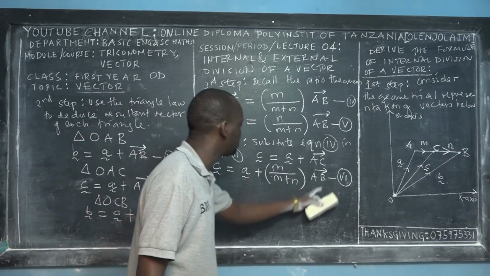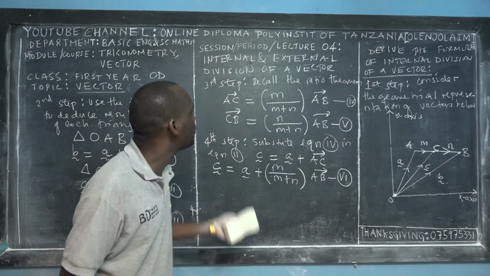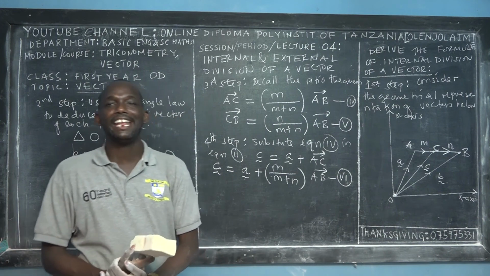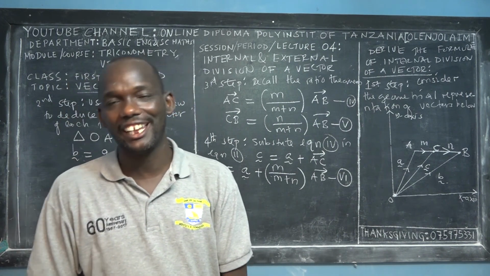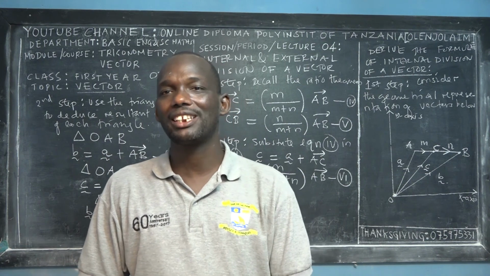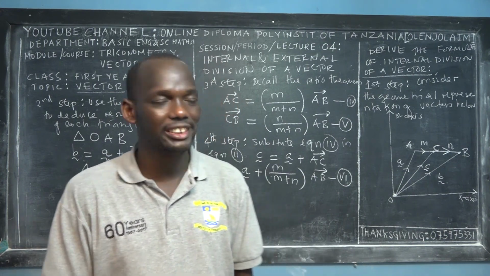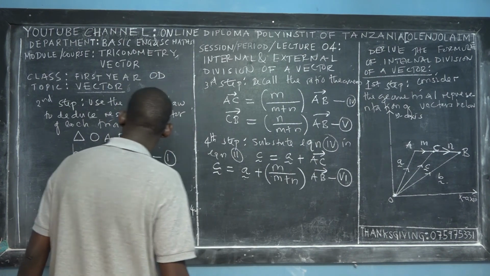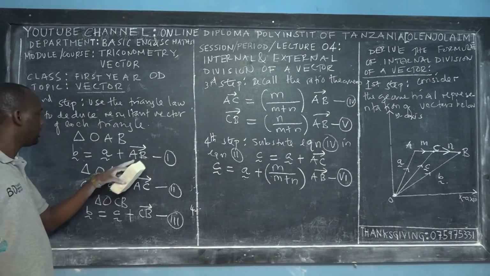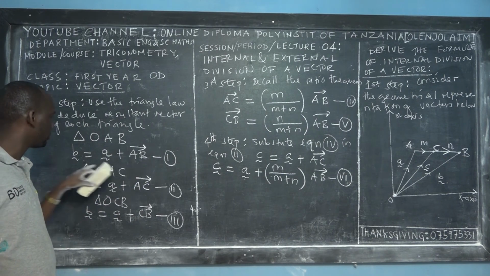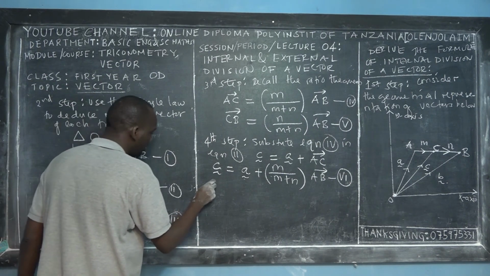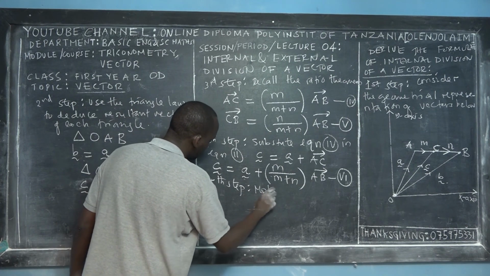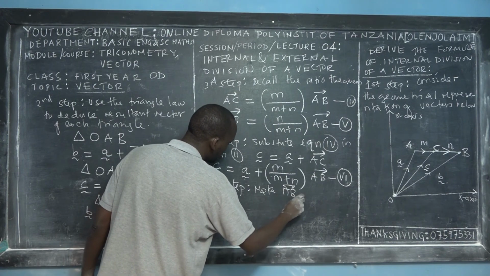We want to eliminate this one because we know the general formula of internal division of a vector does not contain any displacement vector. It should contain only ratios and position vectors. So you have to eliminate your displacement vector AB. How do we eliminate displacement vector AB? We have to make the displacement vector AB the subject in equation 1. So that is the 5th step.